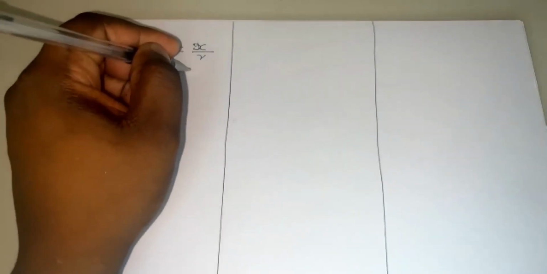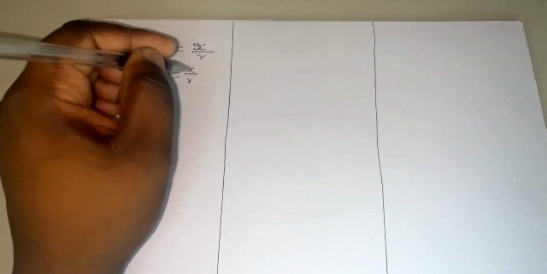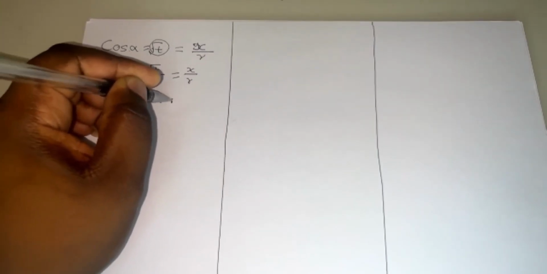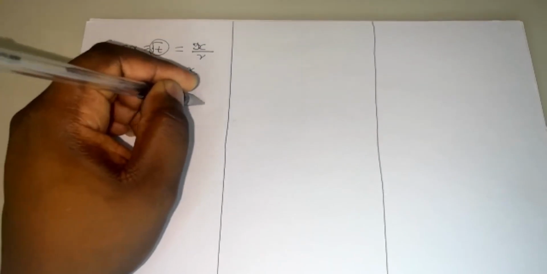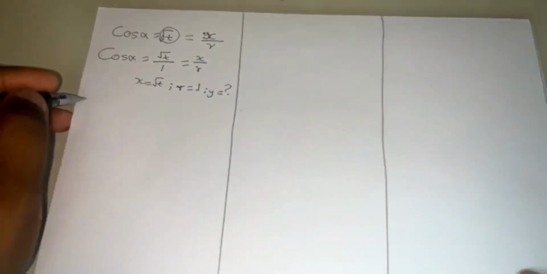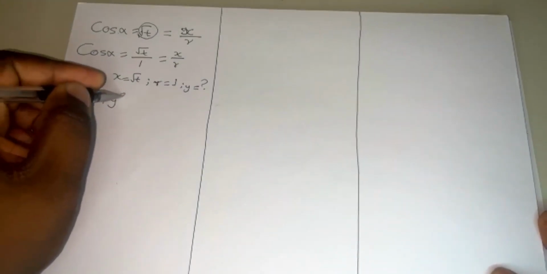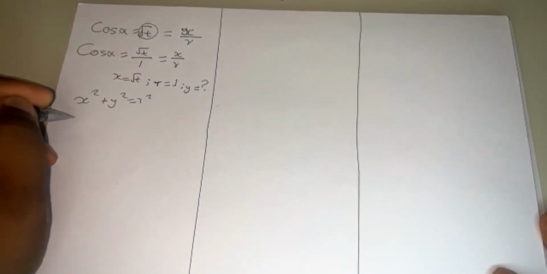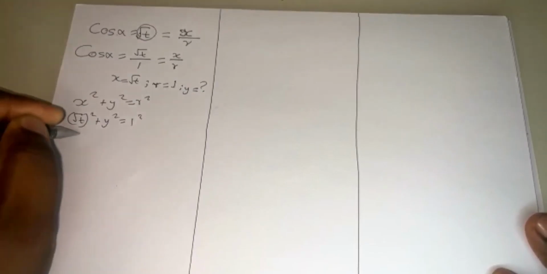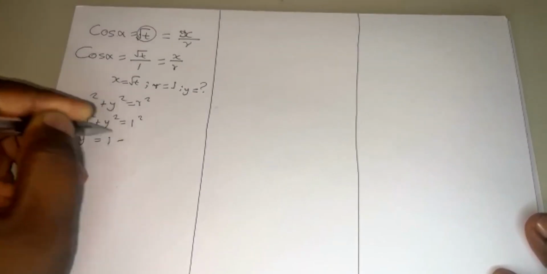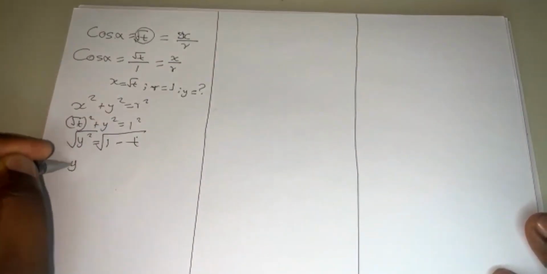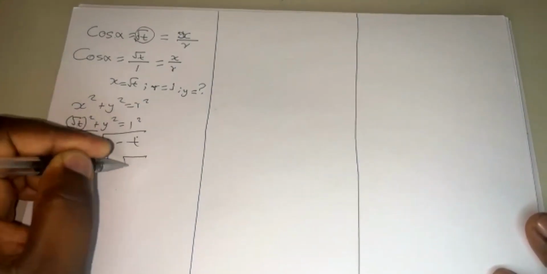So which means now we have the value of x over r: the value of x is equal to root of t, the value of r is equal to 1, and the value of y is unknown. We can find y by the Pythagorean theorem. The theorem says that x squared plus y squared is equal to r squared. So we have root of t squared plus y squared is equal to 1 squared. So y squared is equal to 1 minus t. Then we square root both sides, then we have y is equal to plus or minus root of 1 minus t.